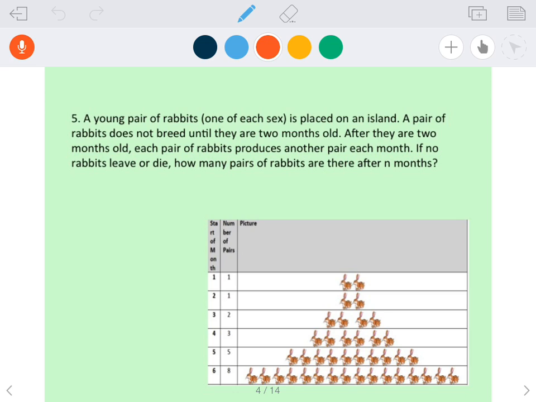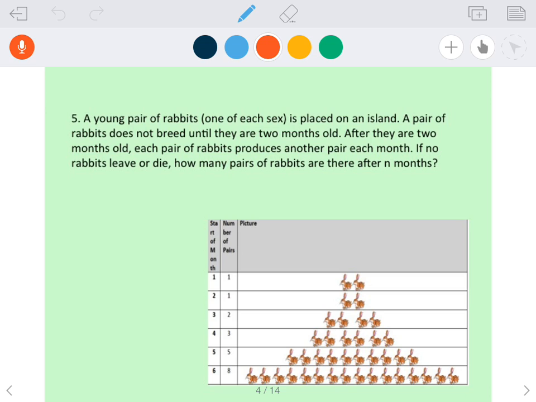Number 5, a young pair of rabbits, one of each sex, is placed on an island. A pair of rabbits does not breed until they are 2 months old. After they are 2 months old, each pair of rabbits produces another pair each month. If no rabbits leap or die, how many pairs of rabbits are there after n months?